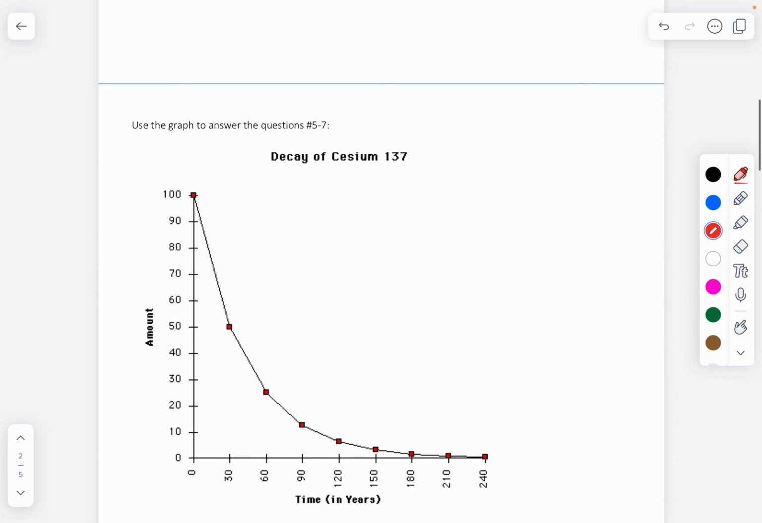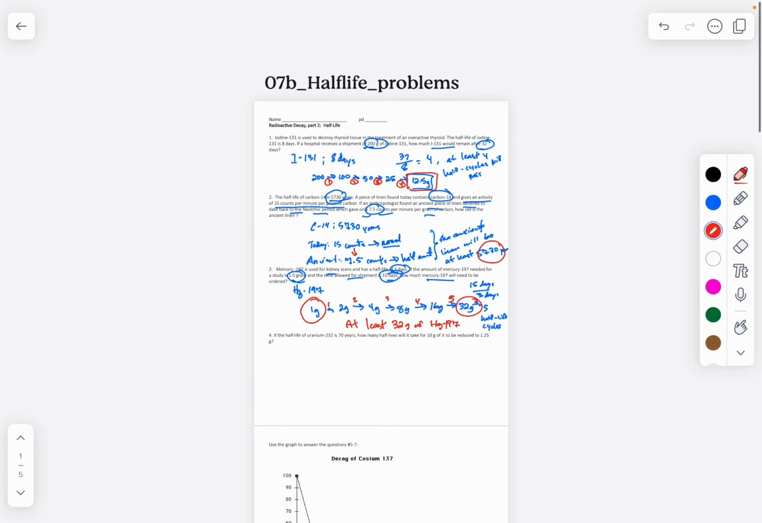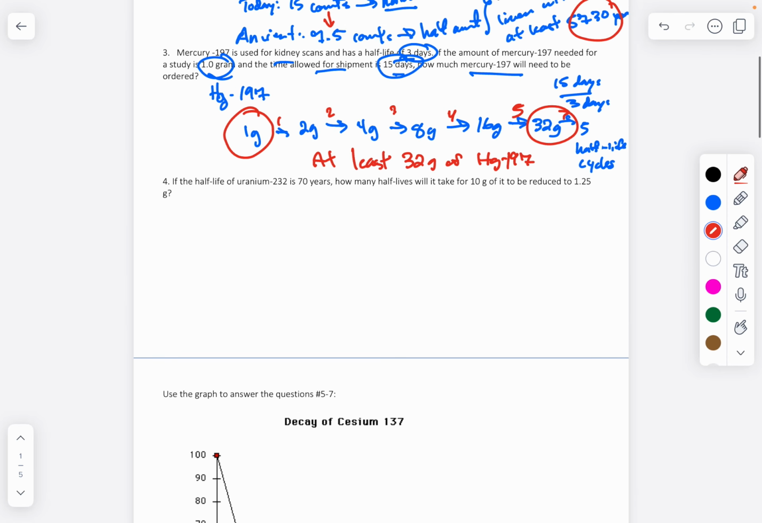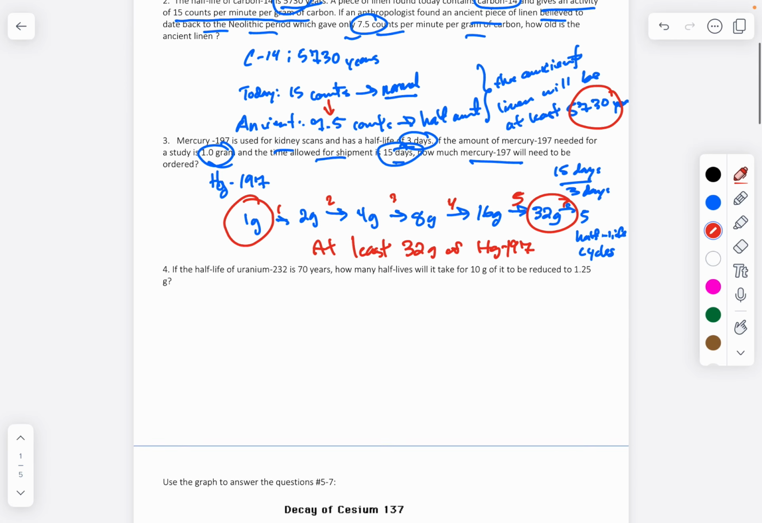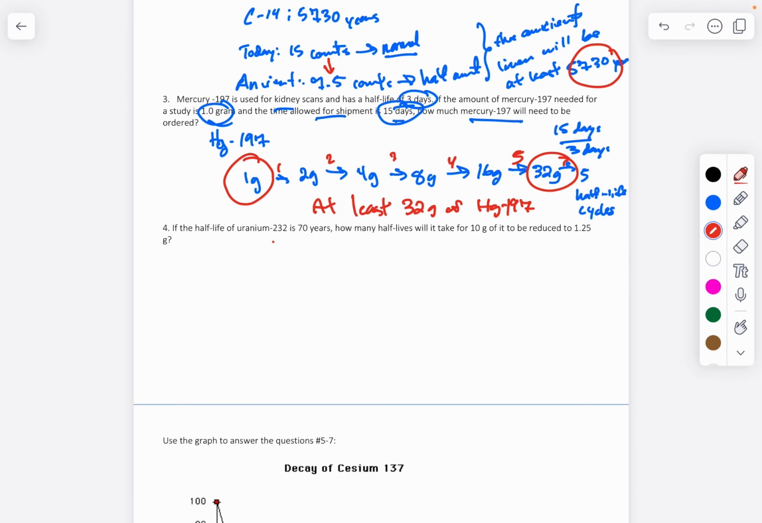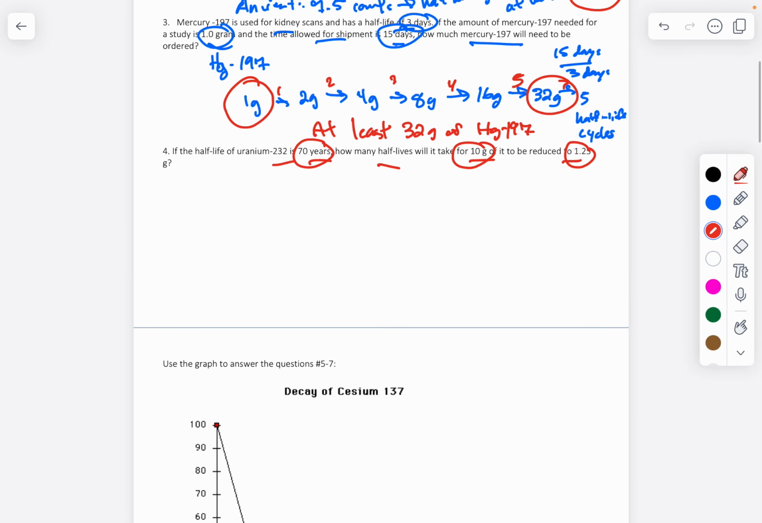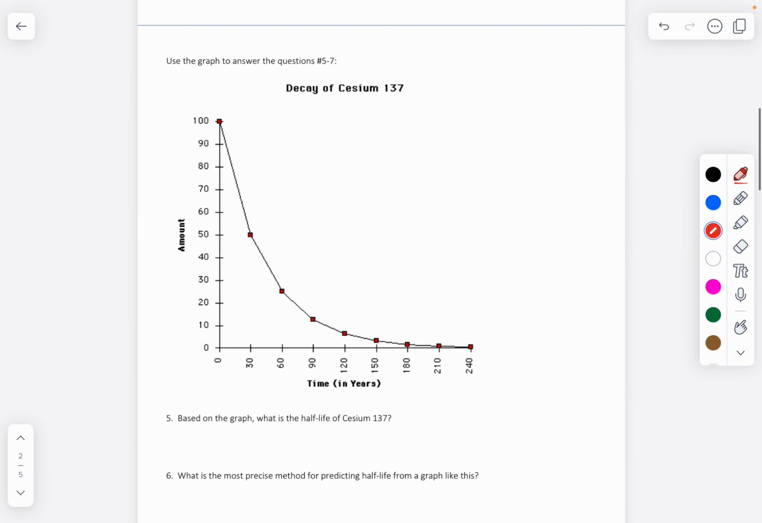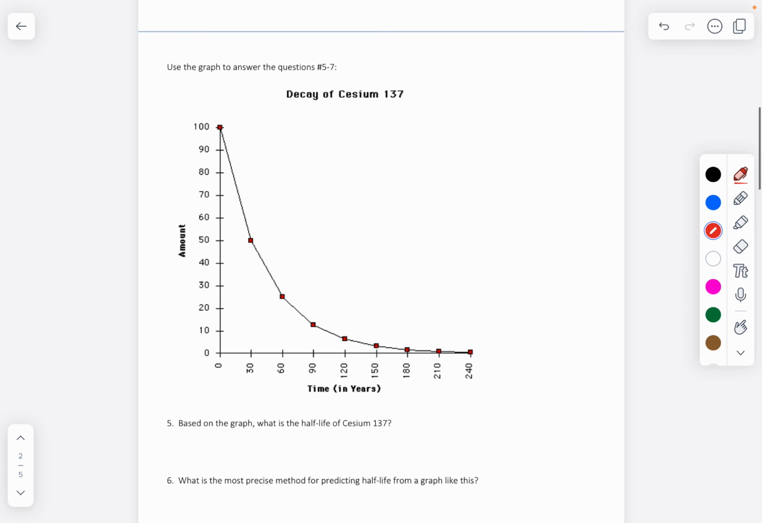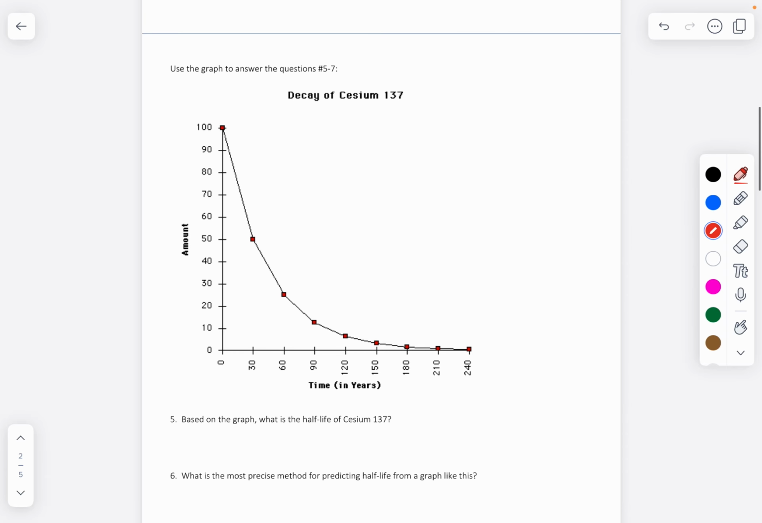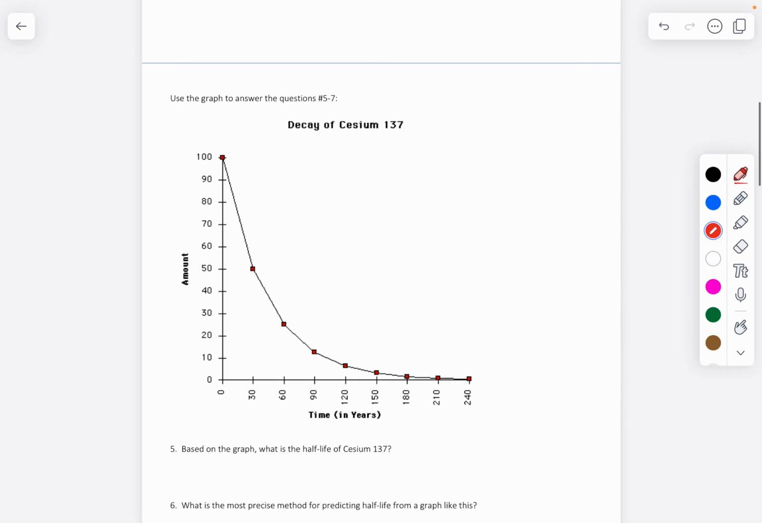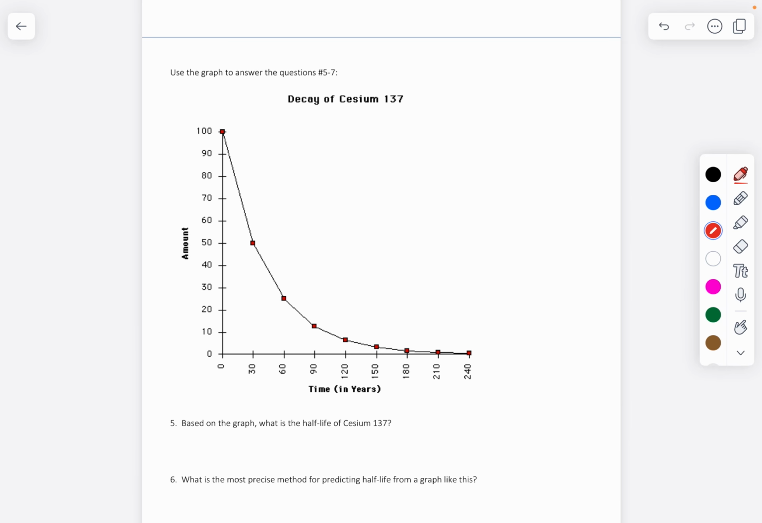Next one, and then I think I'm going to let you try to figure out the rest of these, because I think this video has gone on pretty long. If the half-life of uranium-232 is 70 years, how many half-lives will it take for 10 grams to be reduced to 1.7 grams? This one is pretty similar to the one before, so I'll let you do it. But I think I'm going to do the graph one here, and then stop. Okay, so it says use the graph to answer questions 5 to 7.